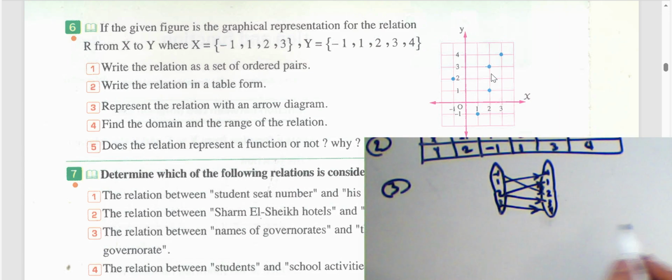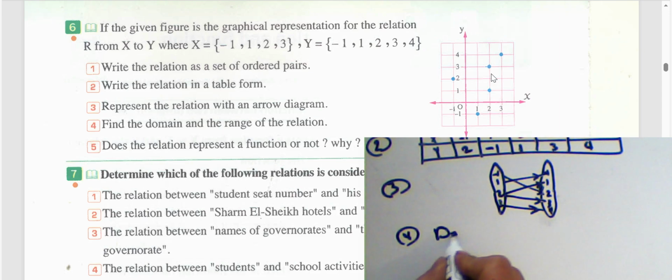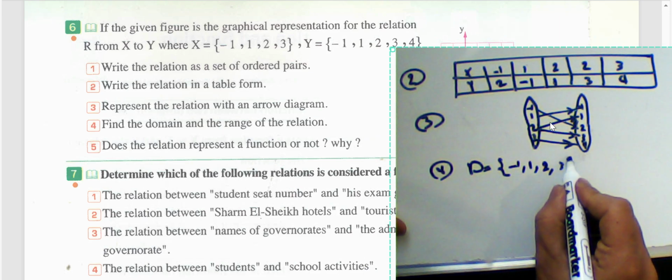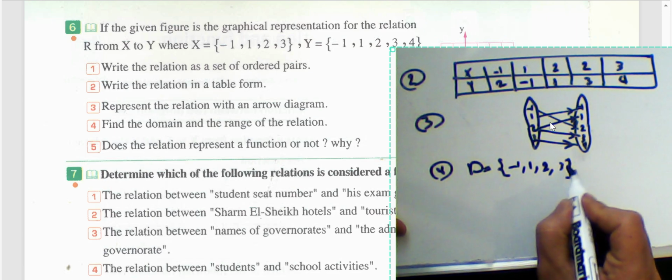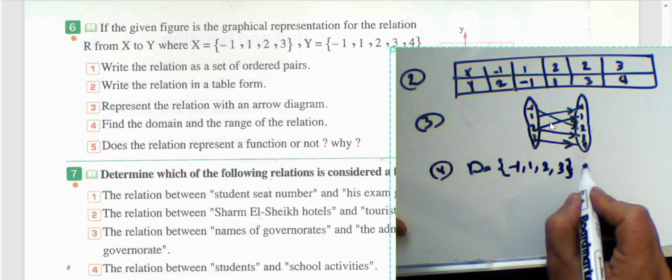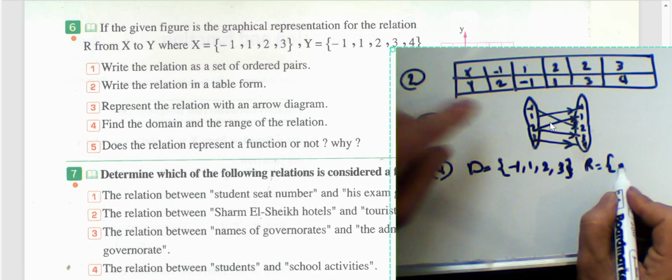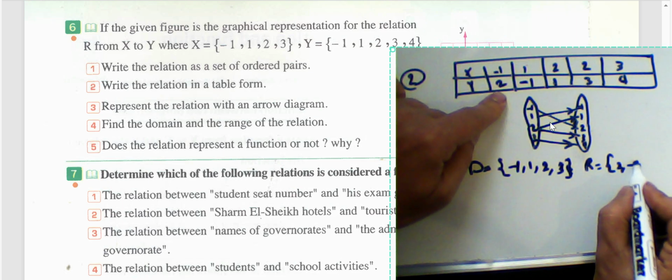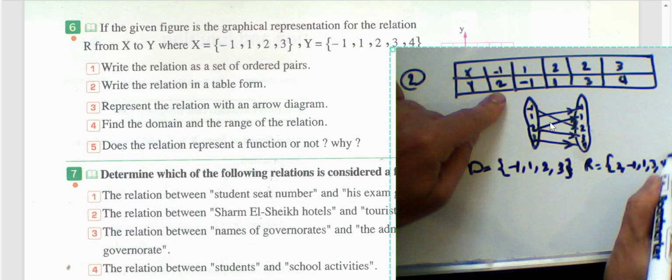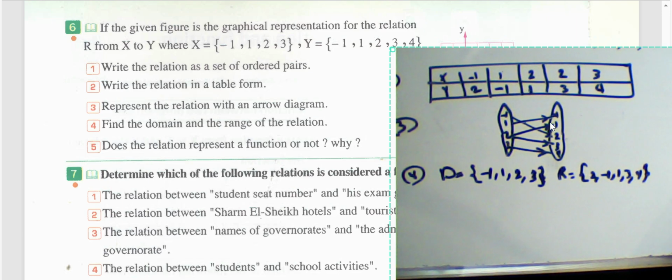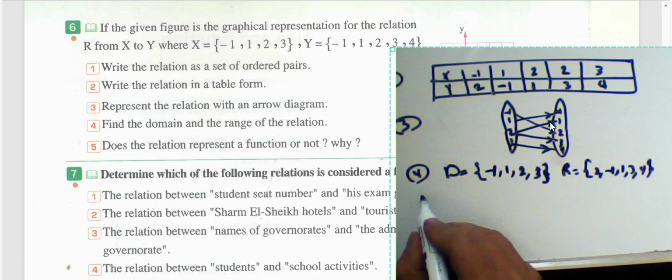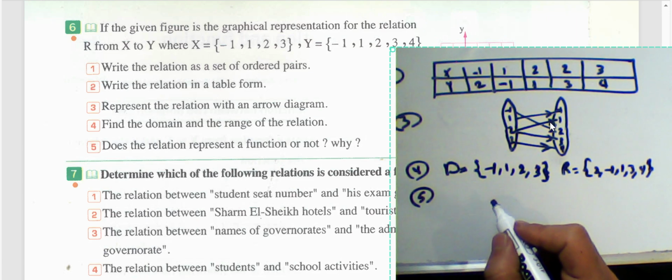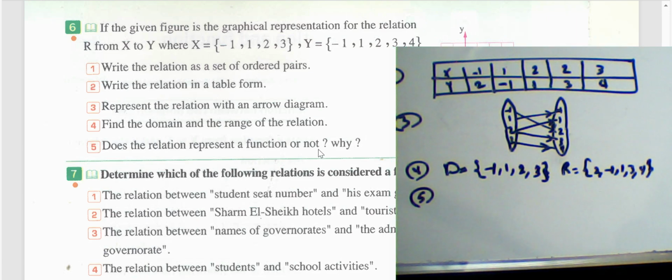Number 4, find the domain and the range of the relation. We can write the domain of the relation: -1, 1, 2 and 3. Don't repeat 2, okay? And the range, the images: 2, -1, 1, 3, and 4. Number 5, does the relation represent a function or not?